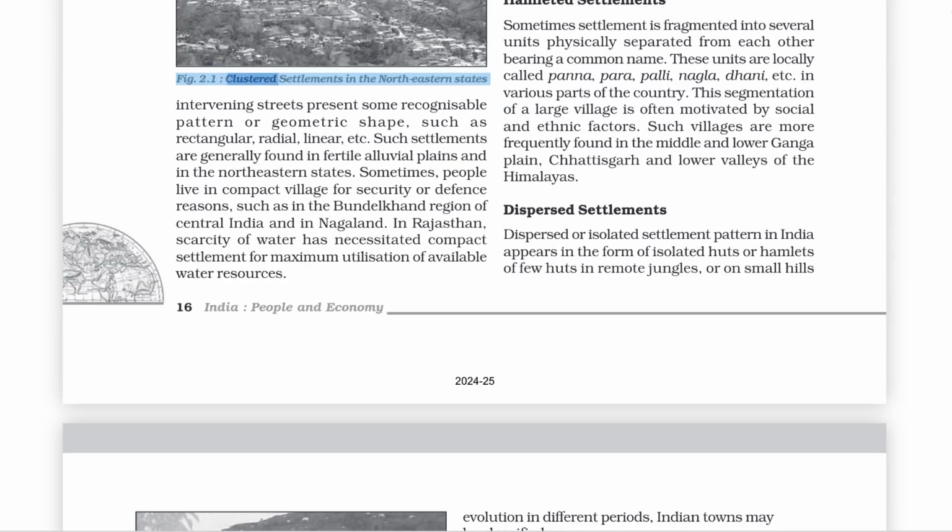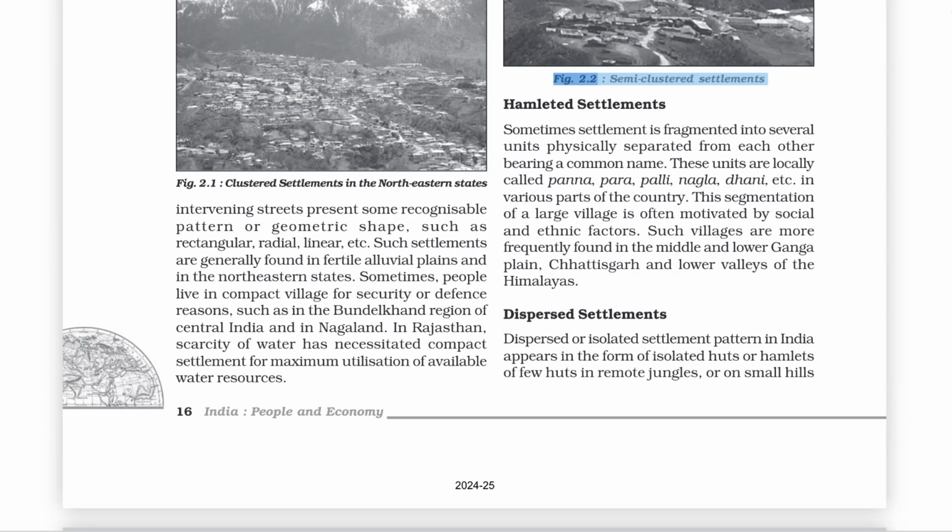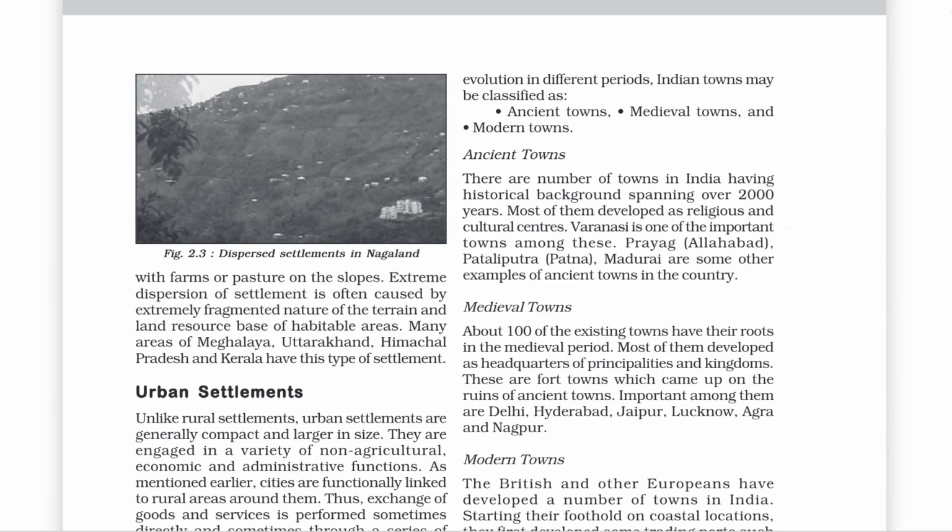Figure 2.1, Clustered settlements in the northeastern states. Figure 2.2, Semi-clustered settlements.